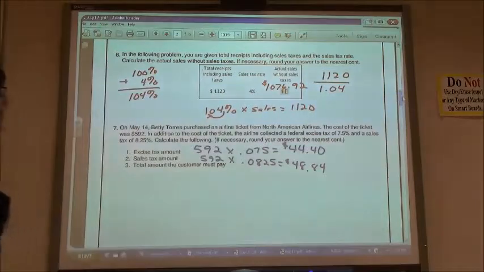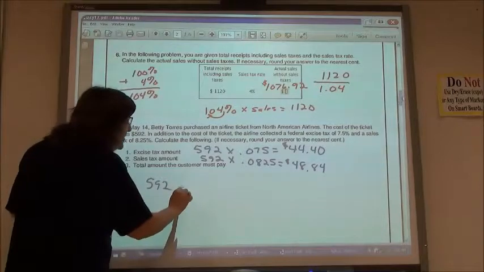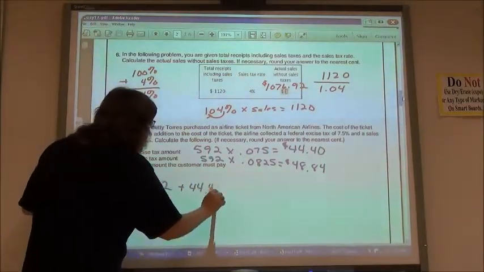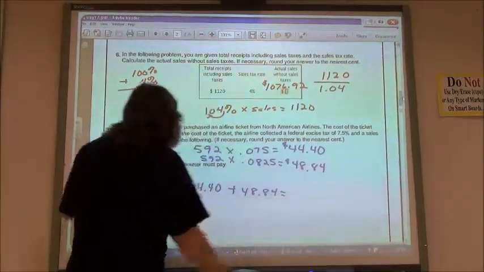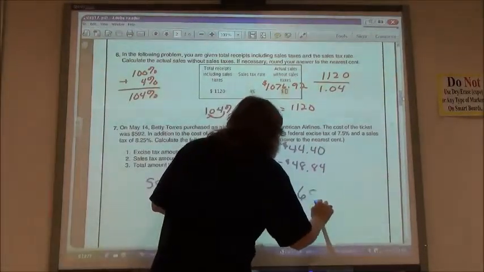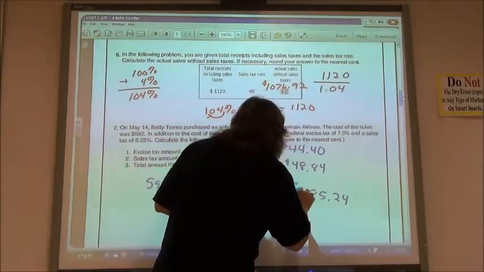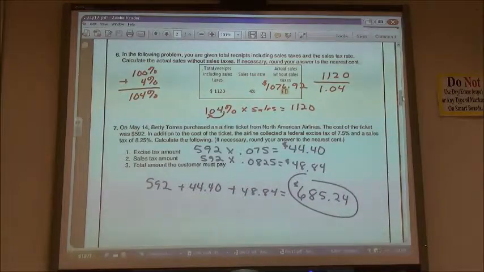I want to find the total amount the customer must pay. Well, they have to pay $592 for their ticket, plus they have to pay the $44.40 for their excise tax, plus they have to pay the $48.84 for their sales tax. So we're going to add those 3 amounts together to get our total. So 592 plus 44.40 plus 48.84 gives me $685.24. So the total cost of that ticket, $685.24.